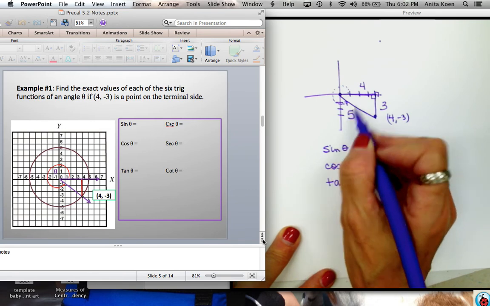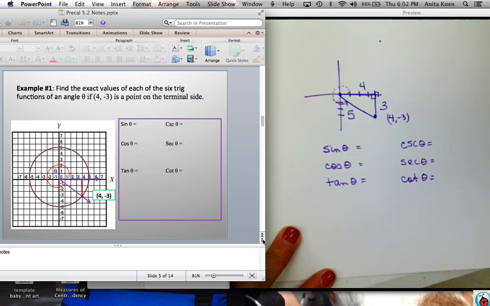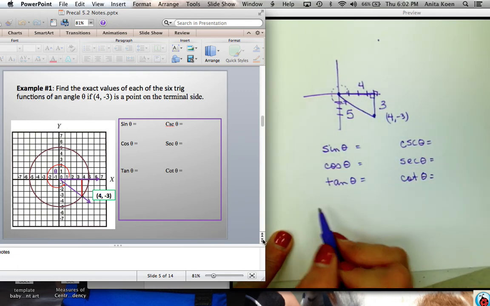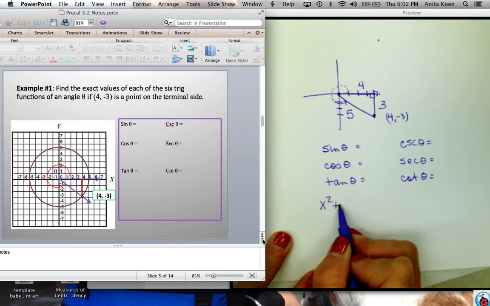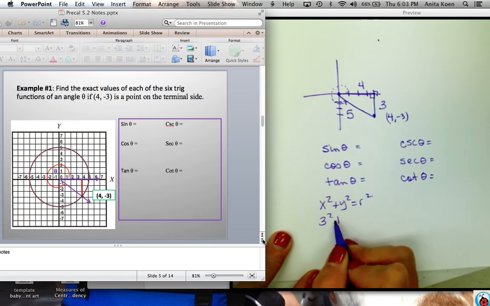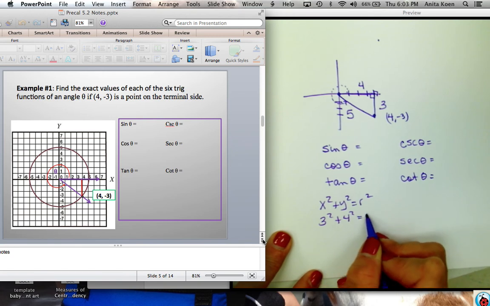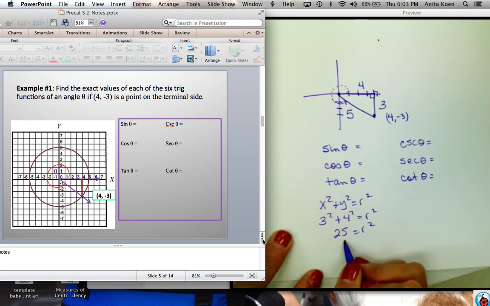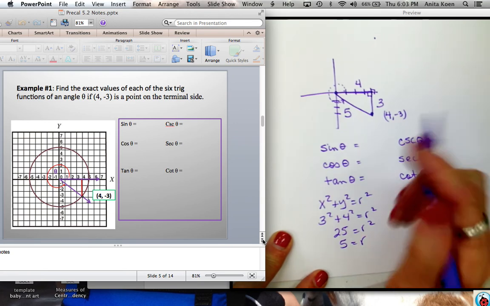So since this is a 3, 4, 5 right triangle, we know that the hypotenuse is 5. If you didn't realize that that was a 3, 4, 5 right triangle, you can use x squared plus y squared equals r squared, and say 3 squared plus 4 squared equals r squared. So that would give me 9 plus 16, which is 25, is r squared, so 5 is r. Now all we have to do is find our 6 trig functions.